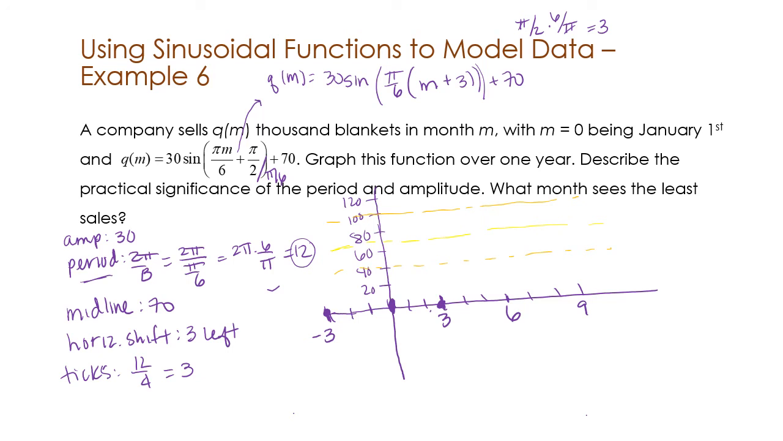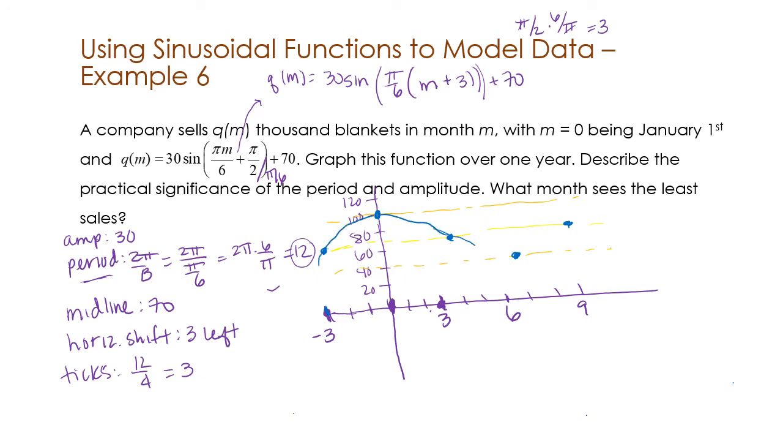Okay, so this is a sine graph. So that means I'm going to start at the midline. So again, I start at -3. I'm going to end at the midline. Halfway in between, I'm at the midline. Halfway in between those, I'm at their maximum at 100. And then now I'm at the minimum down there.